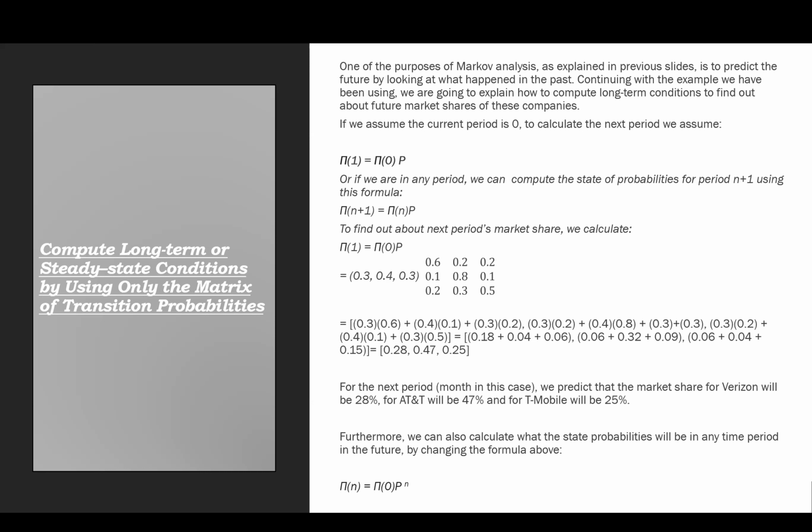Furthermore, we can also calculate what the state probabilities will be in any time period in the future by changing the formula above for the following, where the state probabilities for n periods in the future can be obtained from the current state probabilities and the matrix of transition probabilities. And as you can see, the formula below.